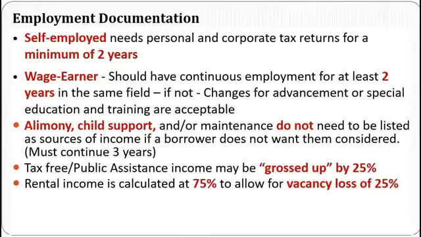Now, rental income is reduced by 25%. So if I get $1,000 a month because I rent my room, they're only going to give me credit for $750. The other 25% is what's used for what's called vacancy factor.